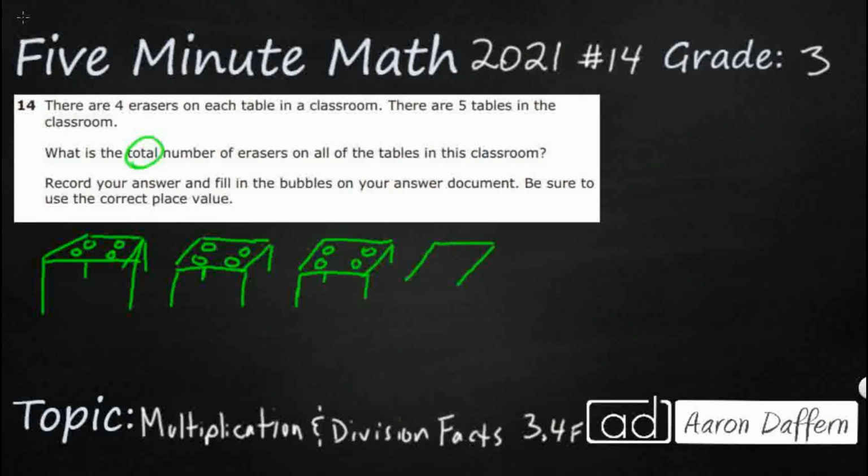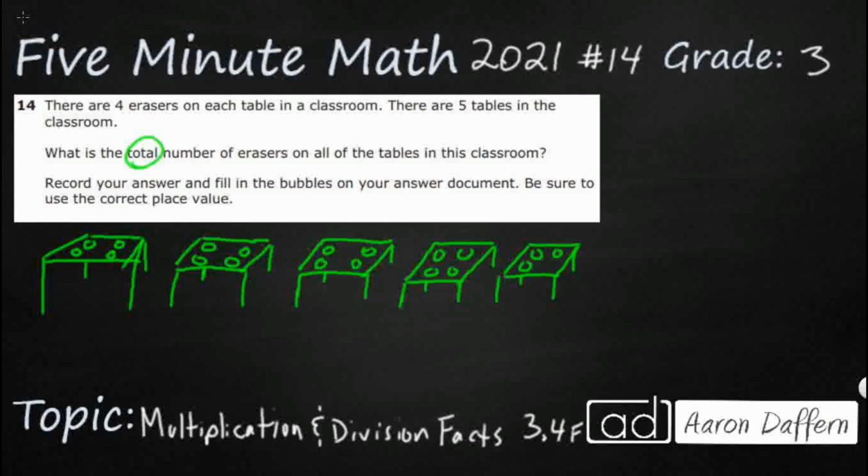Here's my fourth table. Some of the other things we're going to be looking at are repeated addition and skip counting. You notice my tables are getting to be different sizes. I can't even draw the same shape table. And that's fine. All I really need are those four erasers on each table.